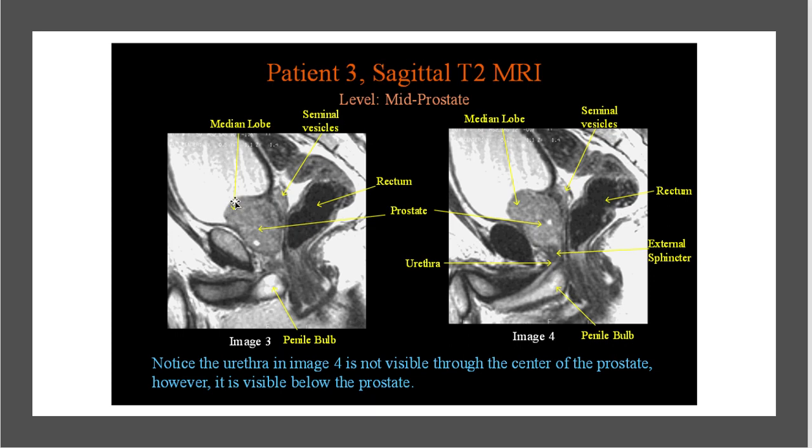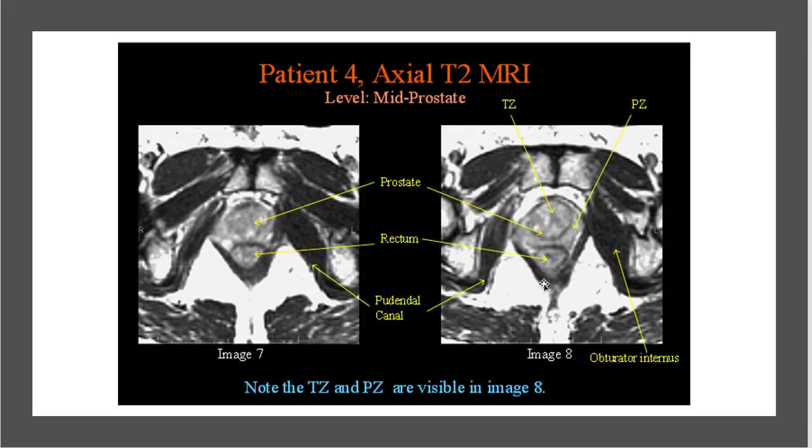Here's the median lobe. Seminal vesicles are here posteriorly. Here's the rectum. Here's the penile bulb. Here's the median lobe again pushing into the bladder. The prostate here. Seminal vesicles posteriorly. Rectum here. This is the external sphincter. This is the urethra. This here is the penile bulb. Note the urethra in image 4 is not visible through the center of the prostate. However, it is visible below the prostate.